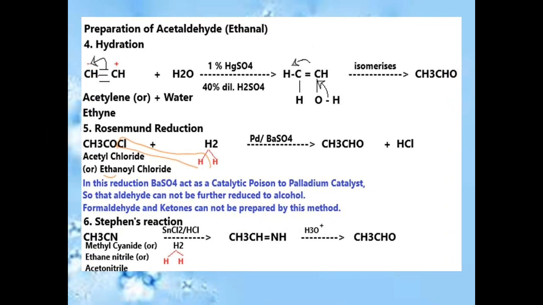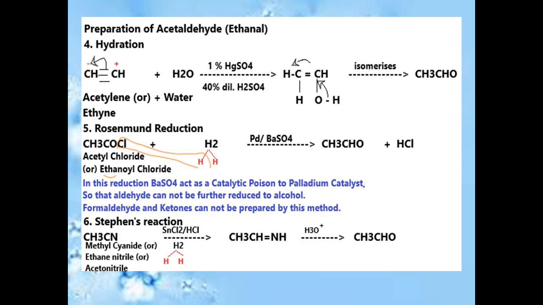Preparation of acetaldehyde, the fourth method is hydration. In this hydration we are using acetylene. That acetylene is reacted with water in the presence of 1% mercury sulfate and 40% dilute sulfuric acid. One of the bond's electrons goes to one carbon, so that carbon becomes negative and the other carbon becomes positive. The water splits into H and OH. One H goes to the CH minus and OH minus goes to the CH plus. So we get one type of compound.